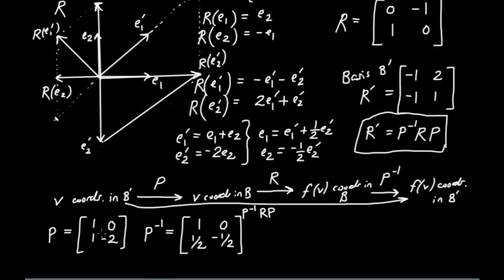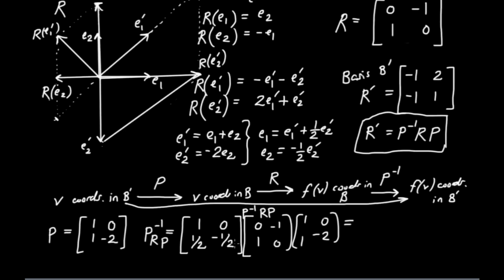So this matrix here takes coordinates in B prime and maps them to coordinates in B. This takes coordinates in B and maps them to coordinates in B prime. And we may check to see that R is converted to R prime by this computation, P inverse R P. We've got P inverse right there, so let's multiply by R, which was 0, 1, minus 1, 0. Now we've got P over here, 1, 1, 0, minus 2. So this is going to be P inverse R P.